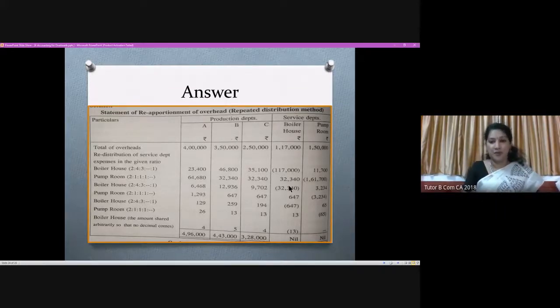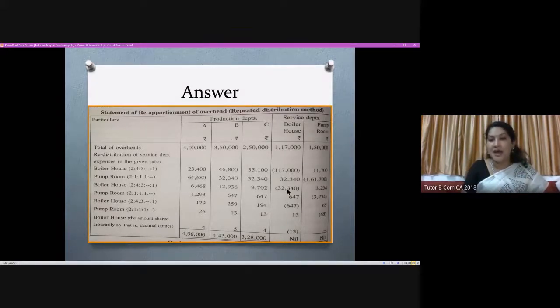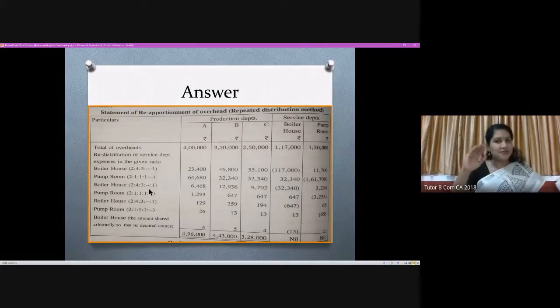I repeat the same process. Now, how do I repeat? I share it with all the departments except boiler house. So I put the 32,340 in negative. So I'm nullifying that. Now I'm going to share that between A, B, C and pump room. In which ratio? I'm going to share that in the ratio of 2:4:3:1. Right. Now the same process is repeated again till the amount becomes almost nil.